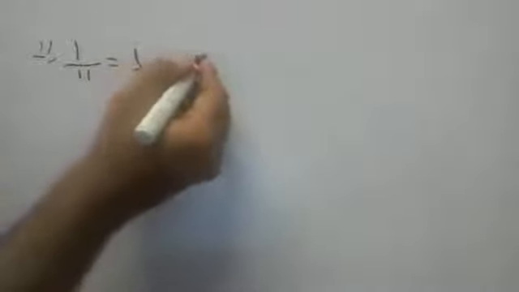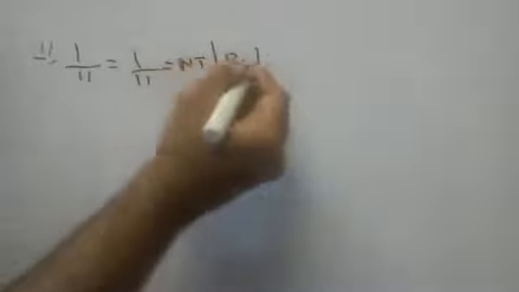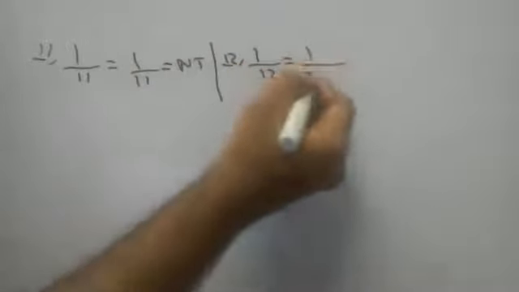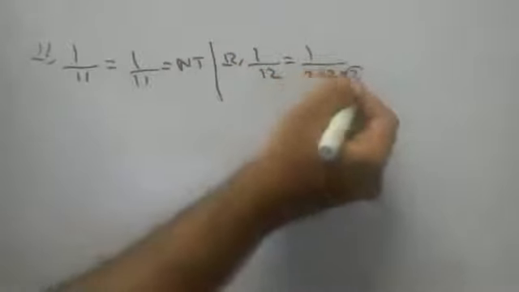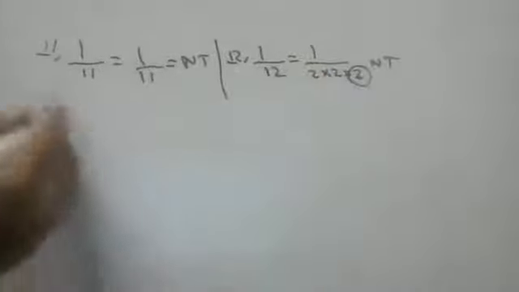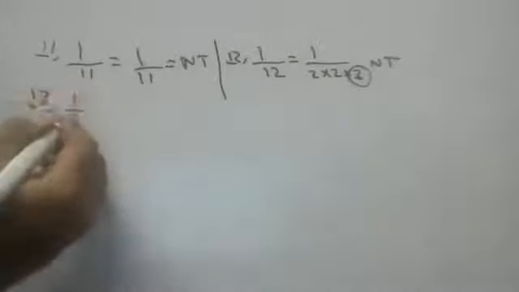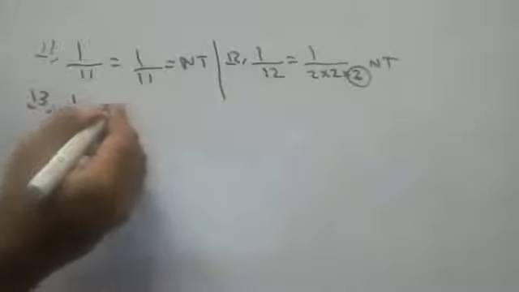But you will get it. The denominator is only having 11. 11 is a prime number, so non-terminating, waste of discussion also. Okay, 1 by 12. What is the prime factorization of 12, children? 2 into 2 into 3. As 3 is there, it is non-terminating, no need to convert. 1 by 13, prime number, non-terminating.